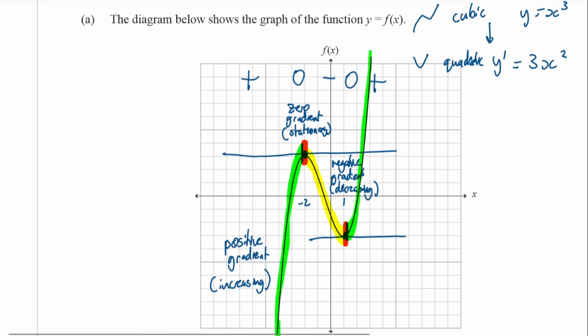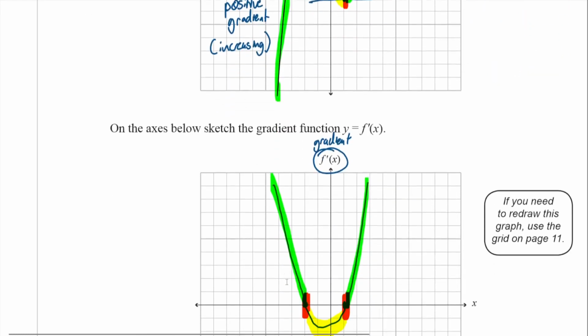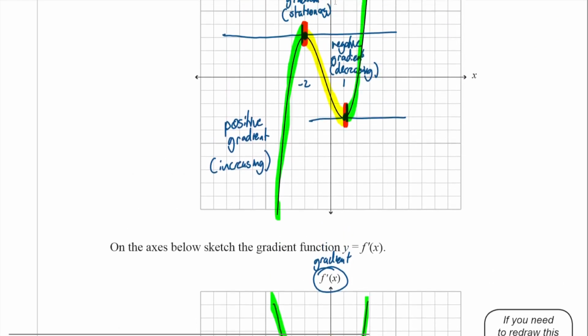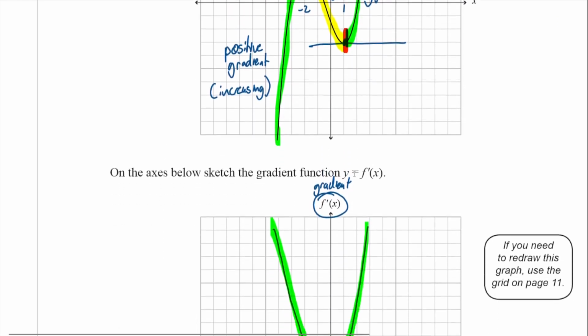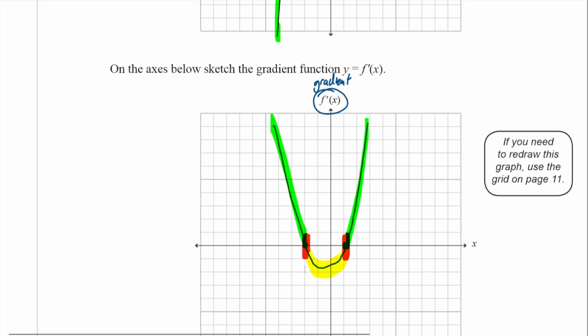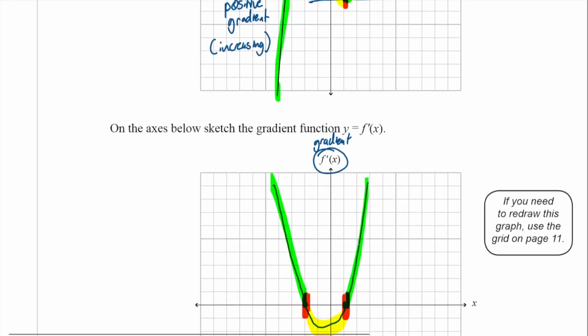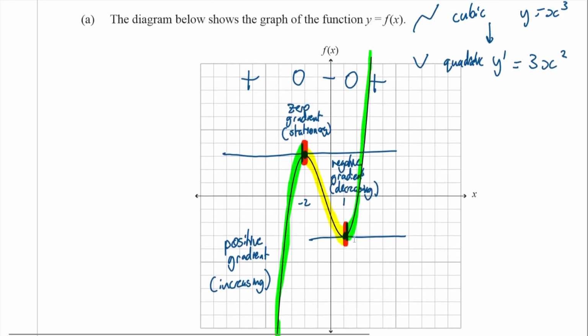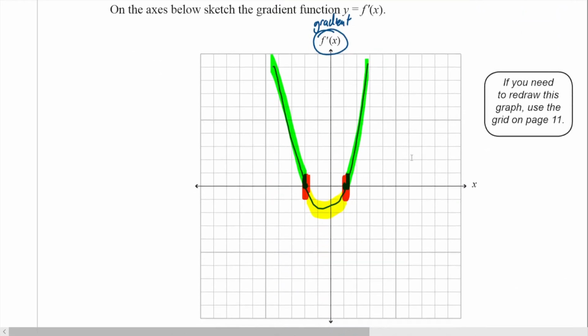Alternatively, you could look at the gradient like we did. When it's green, it was positive. So on our gradient function, it's above the x-axis. When it's yellow, it's a negative gradient, so that's below the x-axis. Either approach works, and to get the achieved mark, you need the intercepts correct, and it needs to be a positive parabola.